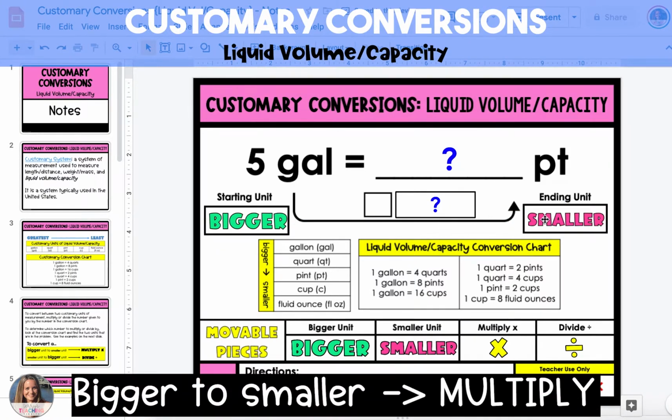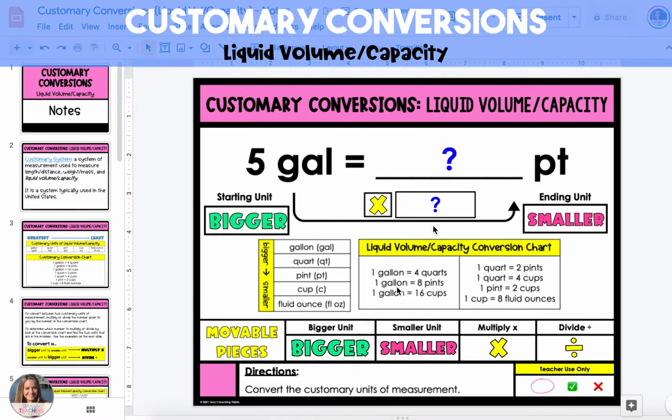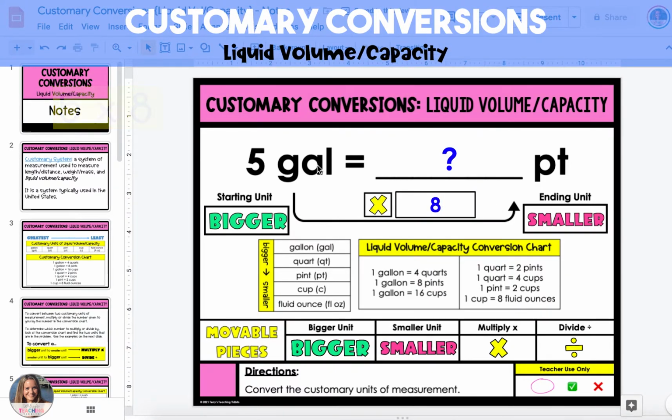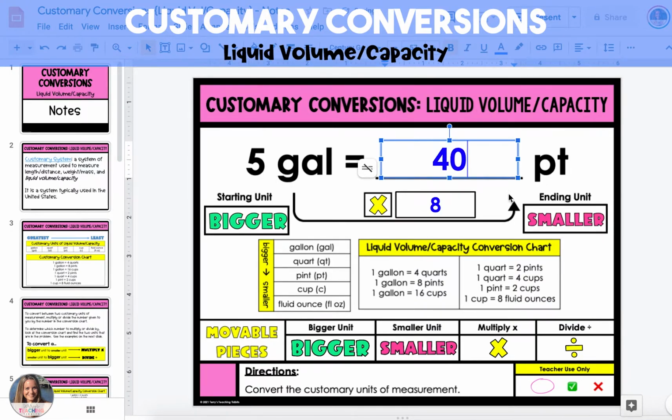Anytime you convert a bigger unit to a smaller unit, you're going to multiply. Next, we need to figure out what we're going to multiply our 5 gallons by. So we're going to look at our conversion chart, and 1 gallon is equal to 8 pints. So we're going to multiply 5 gallons by 8. When we do this, 5 times 8 is 40. So 5 gallons is equal to 40 pints.